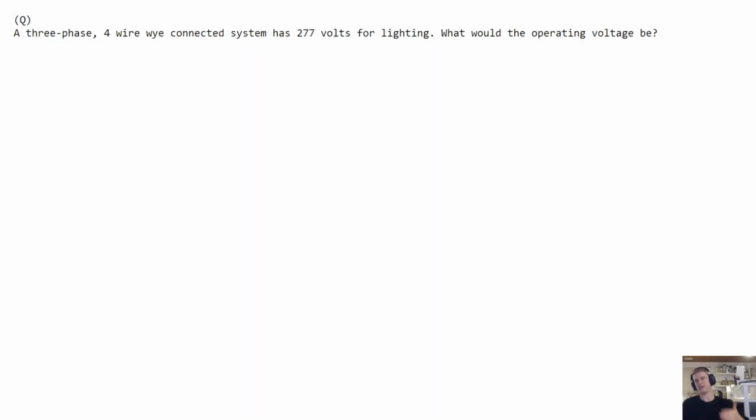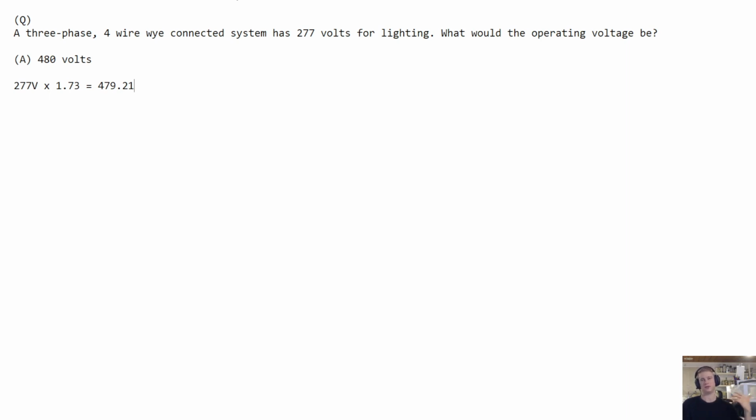Next, a three-phase, four-wire connected system has 277 volts for lighting. What would the operating voltage be? And we see that this is 480 volts. This is because this is a Y-connected system. This means that the voltage changes from the line and phase. The line is always going to be bigger than the phase.